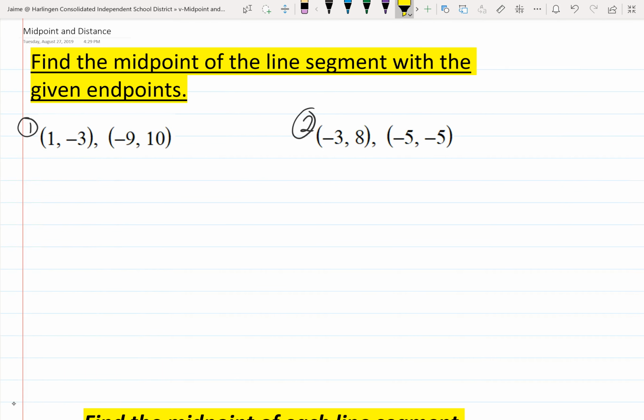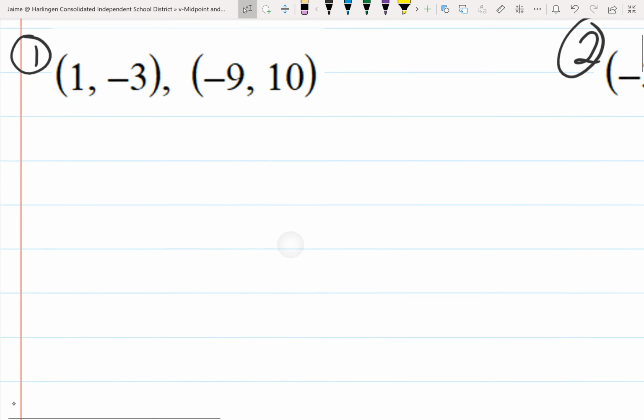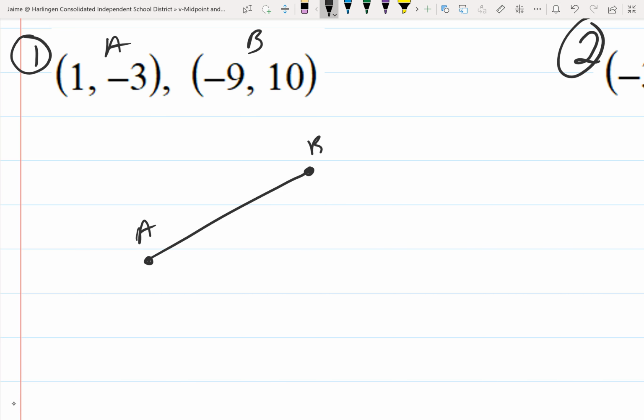So the title of the notes is Midpoint and Distance. The directions say find the midpoint of the line segment with the given endpoints. Okay. So we have a line segment, and if this was A and this was B, we're trying to find the middle. What would be the midpoint? That's all we're trying to do.